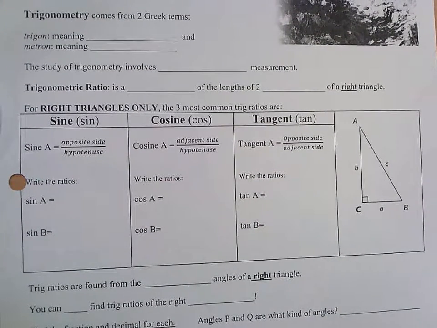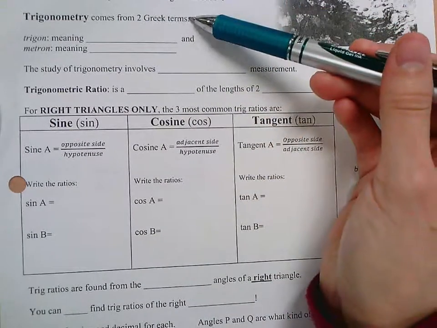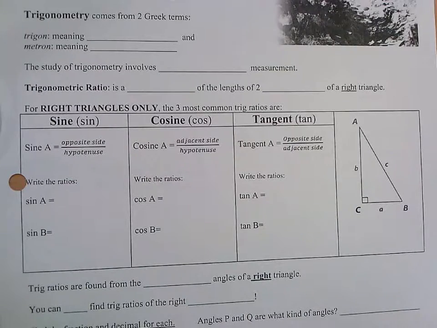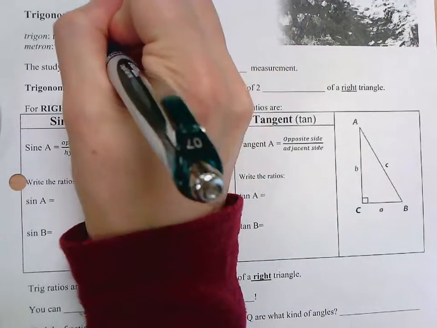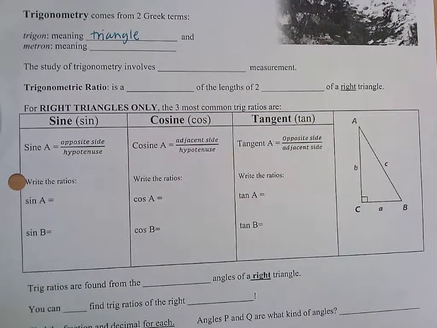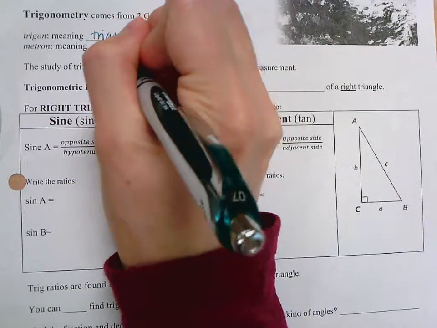But talking about trigonometry. So trigonometry, that word, it comes from two Greek terms. Trigon, which means triangle. And then metron, which means measure.